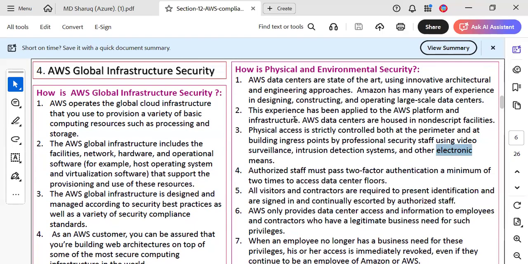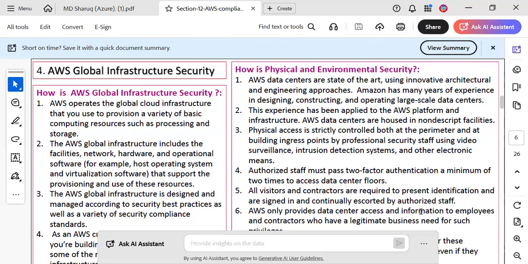Okay, now let us see how is physical environment security. AWS data centers are state of the art, using innovative architectural and engineering approaches. As we discussed about the global infrastructure, they all are secured with their security policies. Amazon has got many years of experience in designing, constructing, and operating large-scale data centers. Yes, you know that.